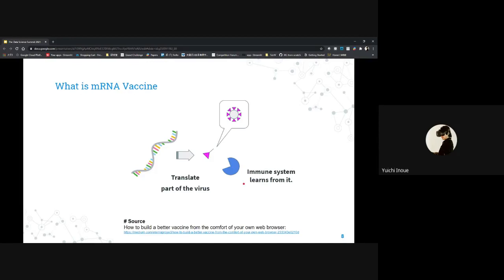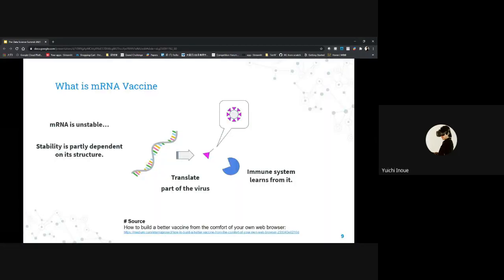In mRNA vaccines, mRNA that makes a part of one of the virus proteins is injected into the body. The mRNA then creates the viral proteins in the body. The virus protein is then used to inform the immune system about the virus. This way, when the virus really enters the body, the immune system can work immediately. Here is a simple explanation of how mRNA vaccines work.